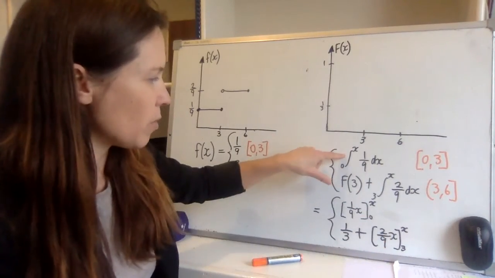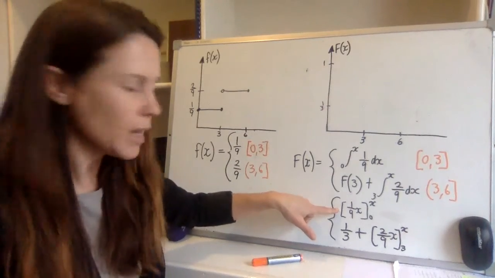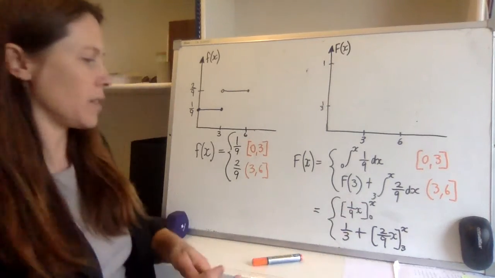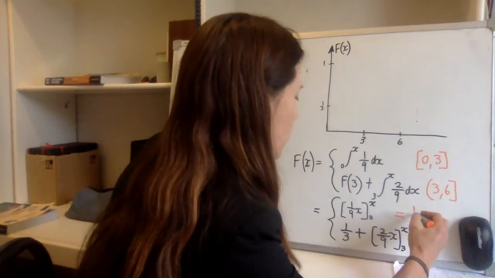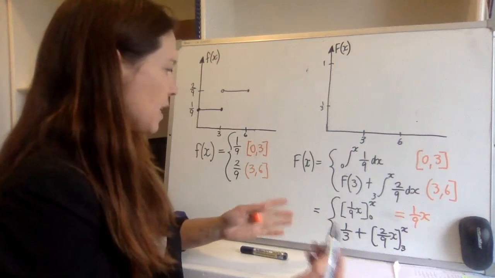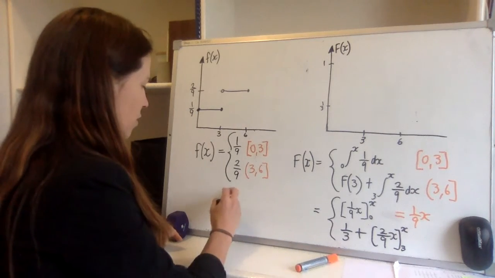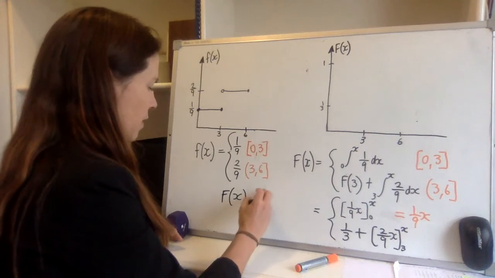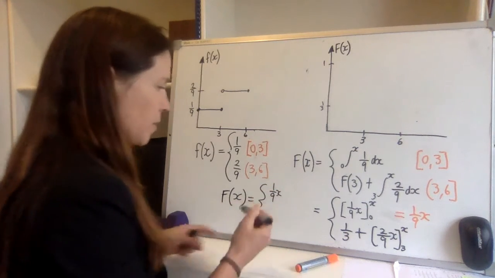So just following through what I've done here, if I integrate 1/9, I get 1/9 x, and then when I sub in x and then subtract the subbing in of 0, this part is going to be 1/9 x minus nothing. So that will be it. So if I write a finished version of big F of x, the top section is 1/9 x.